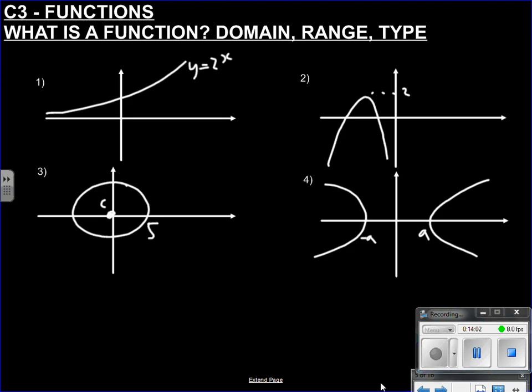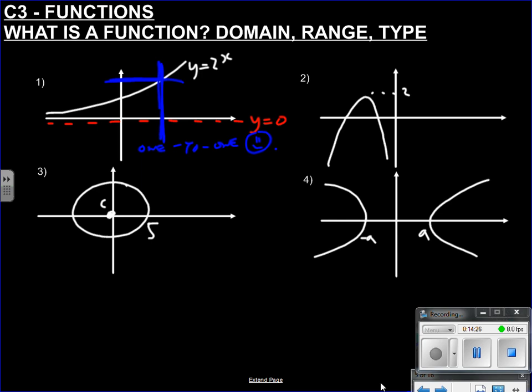So y equals 2 to the power of x. Here's your asymptote, which is y equals 0, right? What kind of graph is this? Well, let's do it. Let's go. So we've got one element of the x value gives one value of y. So therefore, this is a one-to-one. So it is a function.